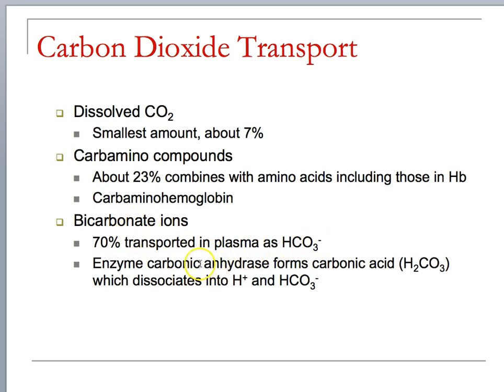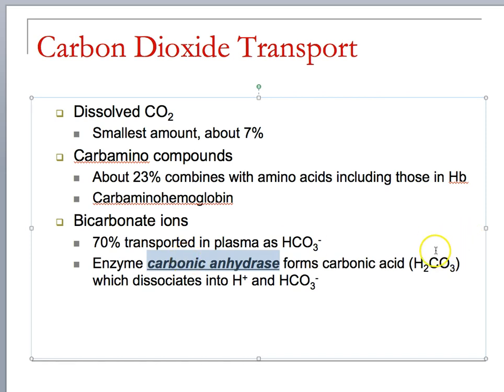Okay? And what we're going to do is use carbonic anhydrase again for the umpteenth millionth time in this class. And we're going to form carbonic acid, which is going to dissociate into that acid hydrogen proton I was telling you about a moment ago, and the bicarbonate. Okay, whoops, we just switched them around. Maybe it's more important that the hydrogen comes first, but here's the idea.